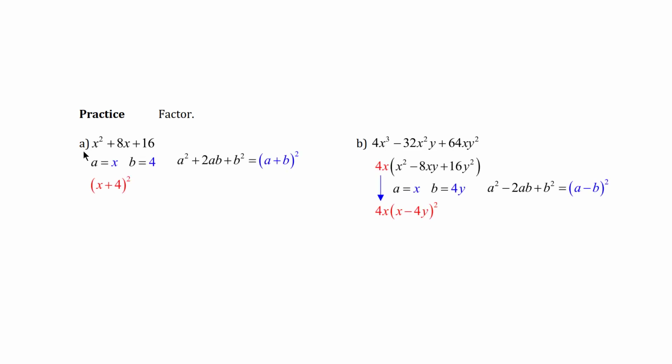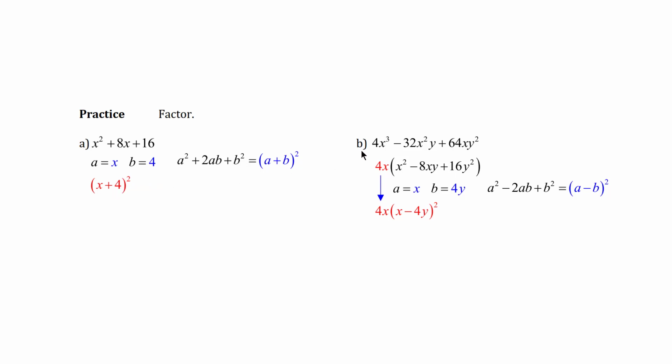To factor part A, we need to find our values for a and b. We just take the square root of the first term x squared, which is x, so a will be equal to x. We take the square root of the third term, 16, which is 4, so b is equal to 4. We substitute our values into the formula, parentheses a plus b squared. We get our final answer, which is parentheses x plus 4 squared.